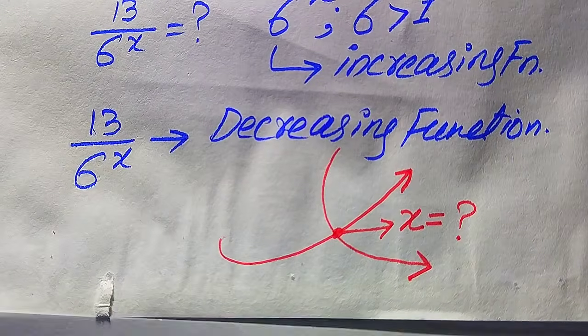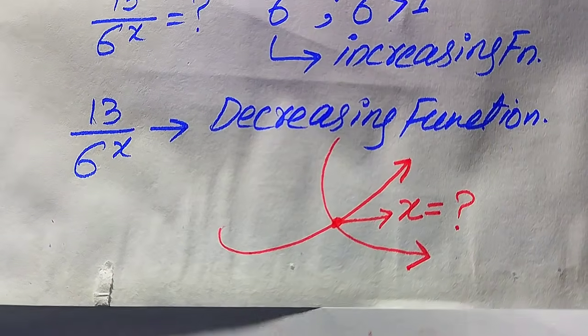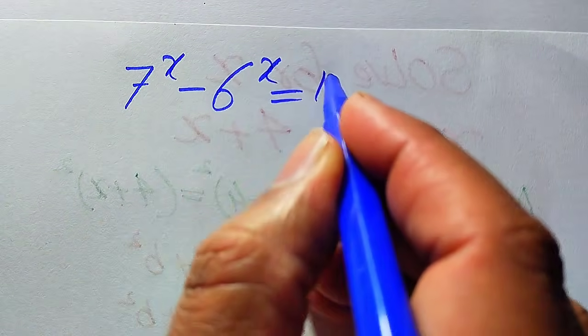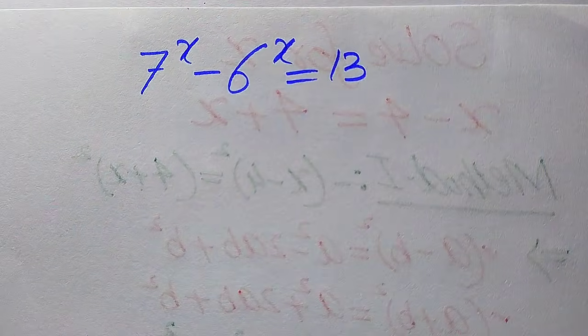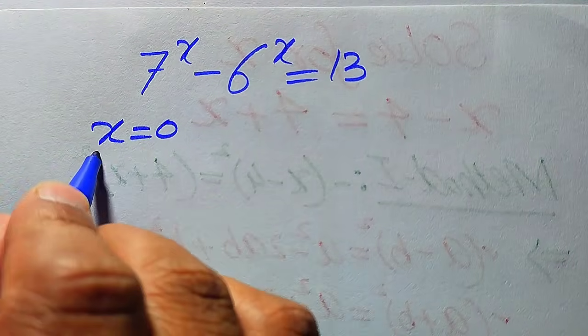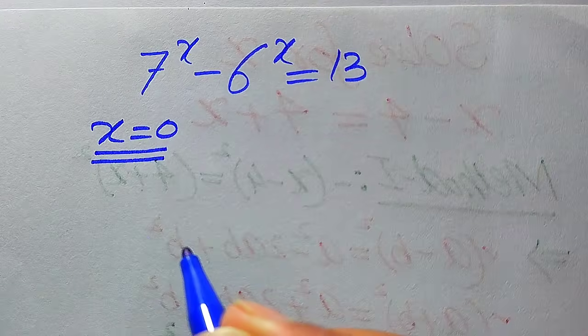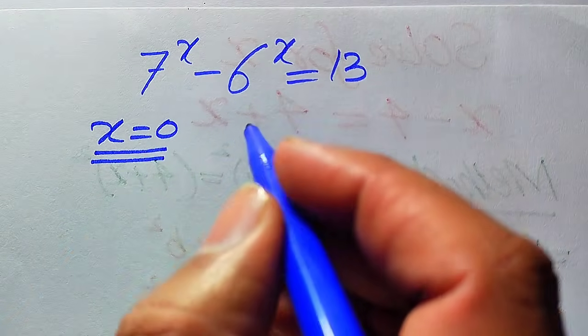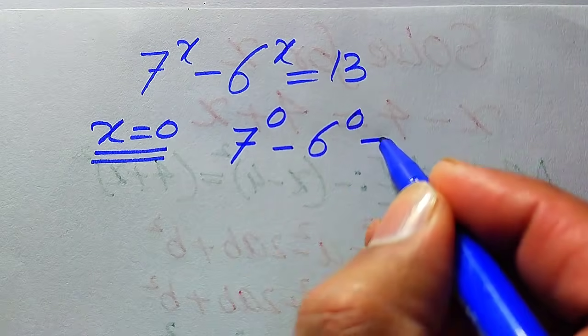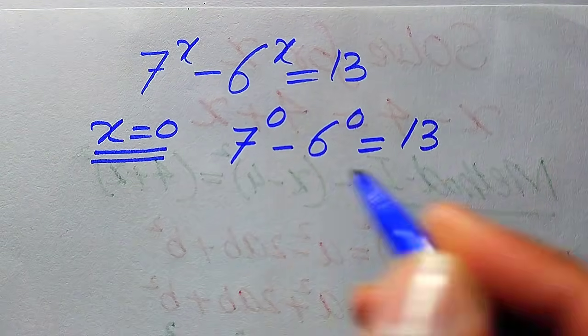For this we need to copy down the given question statement, which is 7 to the power of x minus 6 to the power of x is equal to 13. So here we get the point of intersection on both of the sides. Here we find the value of x by inspection. First we take x equals 0, and when we put it on the left hand side, it becomes 7 to the power of 0 minus 6 to the power of 0 equals 13.